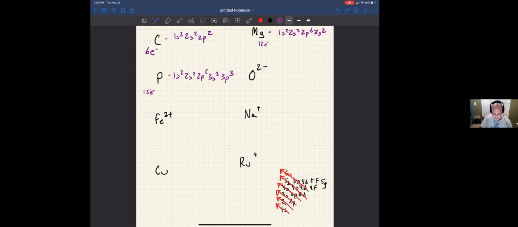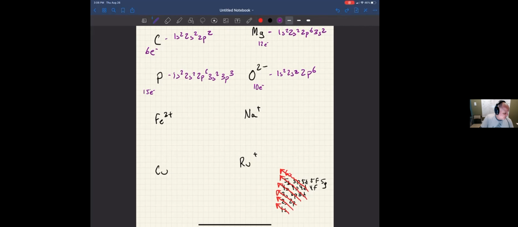All right, now what do we got? Let's do O2 minus. Now this is an ion. Oxygen has a total of 8 electrons from the periodic table, but because it has a negative charge, it gains 2 electrons. So it went from 8 to 10 electrons. So that would be 1s2, 2s2, 2p6. That's 10 electrons.